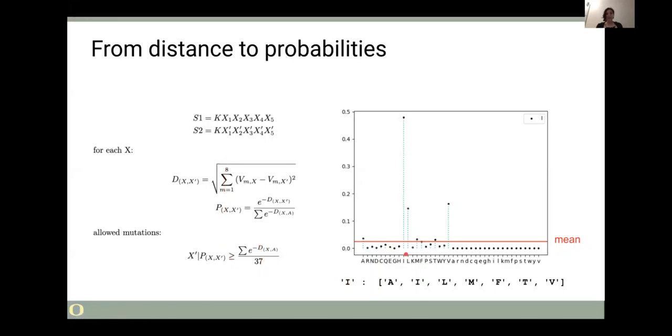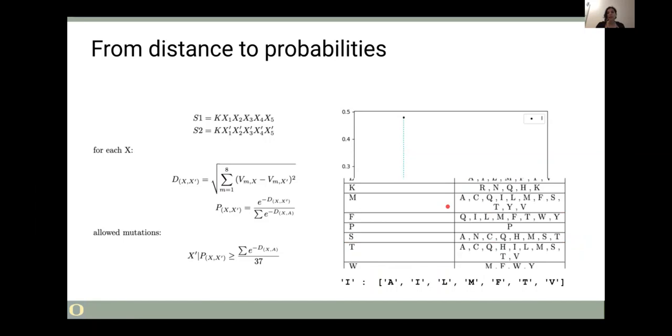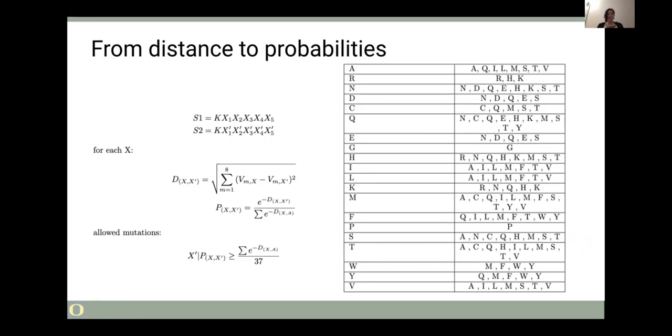So isoleucine is most likely going to be isoleucine. If not, leucine or valine are the next choices. So it intuitively makes a lot of sense. And if you look at all the amino acids across the board, the potential mutations that it's suggesting are meaningful. So using this, we managed to kind of cluster our space and find different distances.